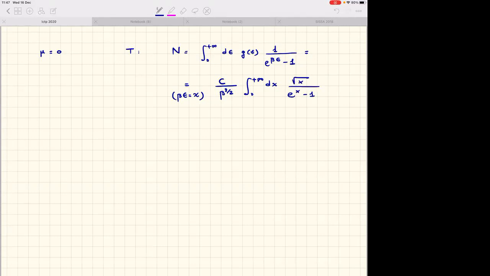This integral can be found in any book of statistical mechanics or in those books of integrals like Abramowitz and Stegun. And what you will get is zeta of 3/2 times gamma of 3/2.